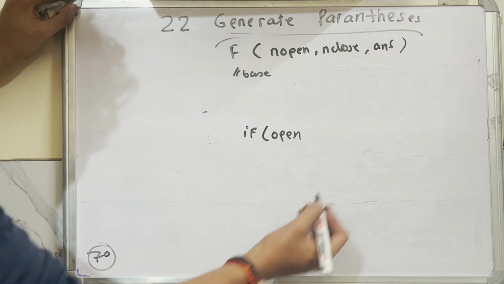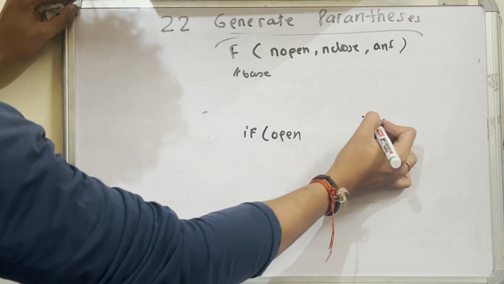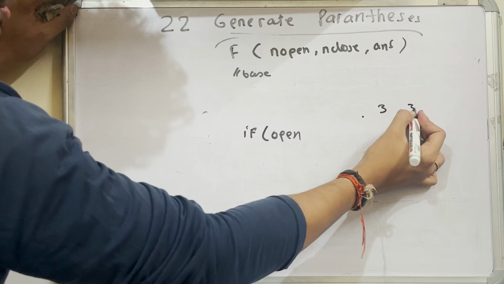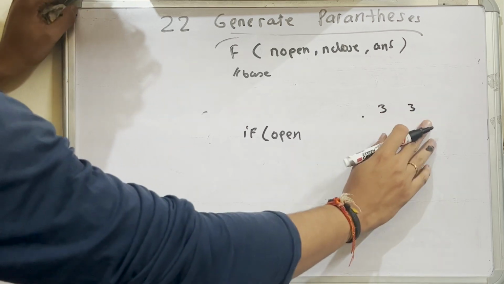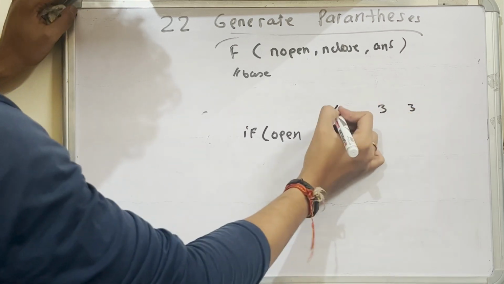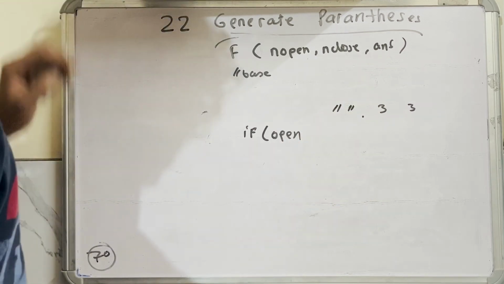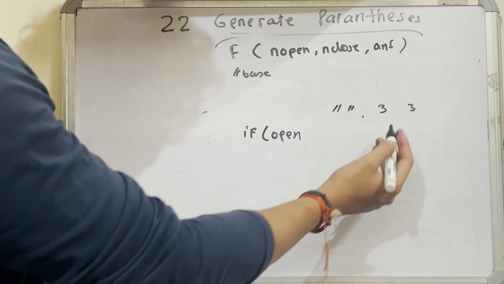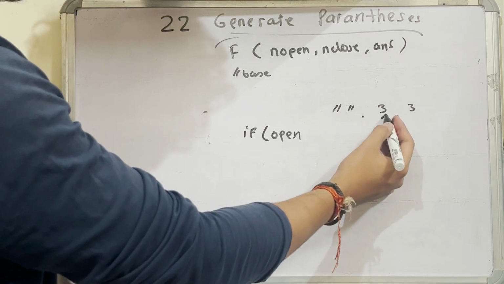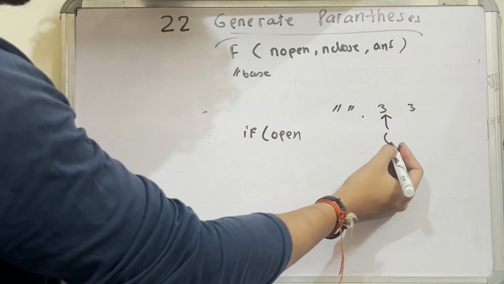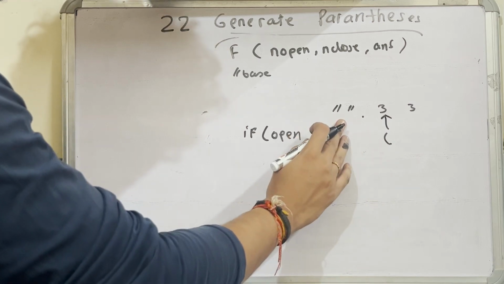For example, let me tell this. First you have 3 opening brackets, 3 closing brackets. If you haven't made any string, this is your string that is having only empty characters. Then you have to choose an opening string or opening parenthesis. That should be your first string.